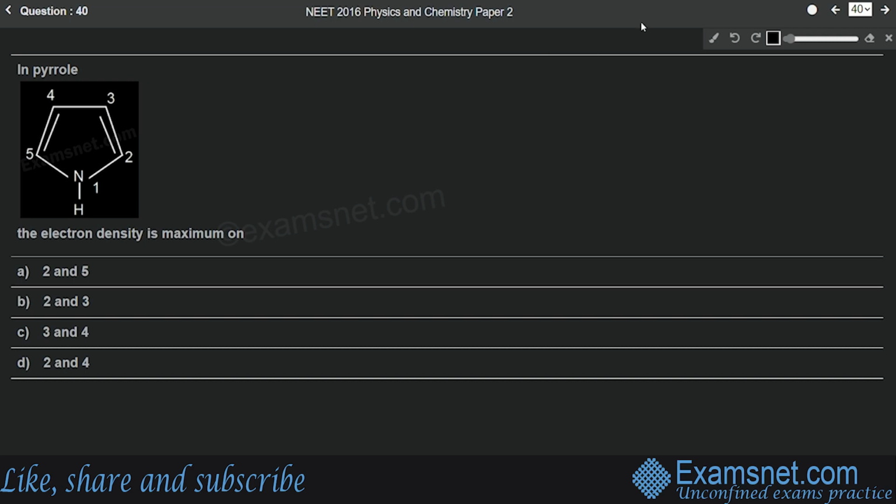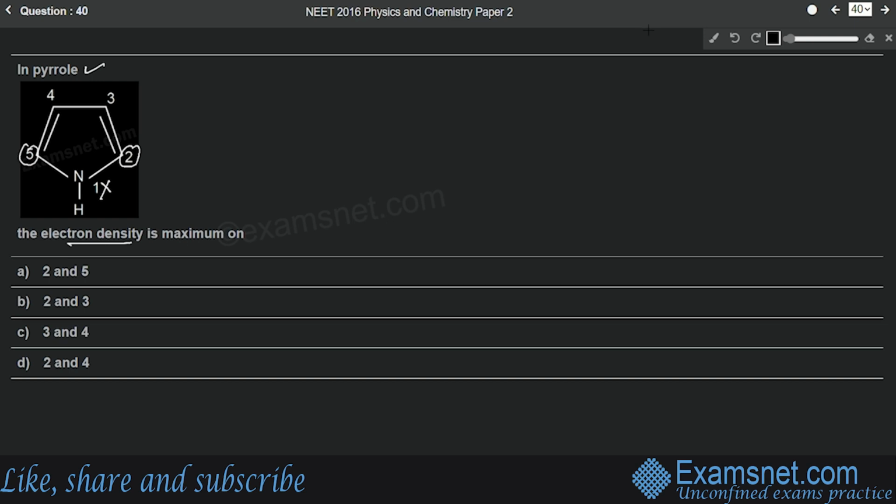Now question number 40 is from the chapter Organic Chemistry, Some Basic Principles and Techniques. And the question is, in pyrrole the electron density is maximum on. Okay, so you can see in the structure that 5 positions are marked here as 1, 2, 3, 4 and 5. Okay, now out of the 5 positions we don't have to consider the first position because it is not mentioned in the options.